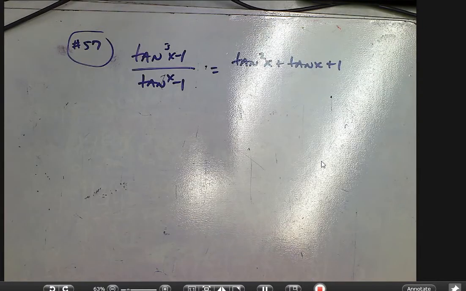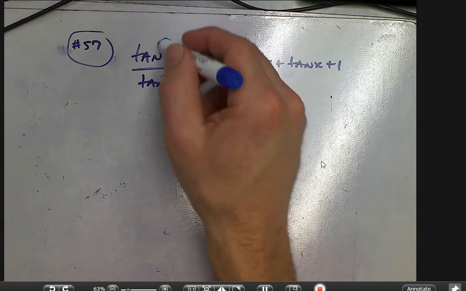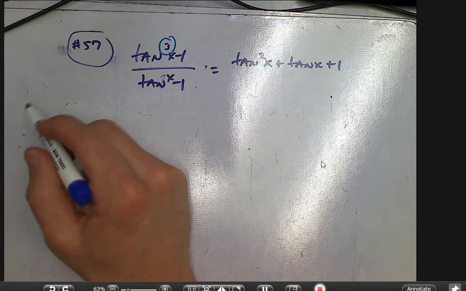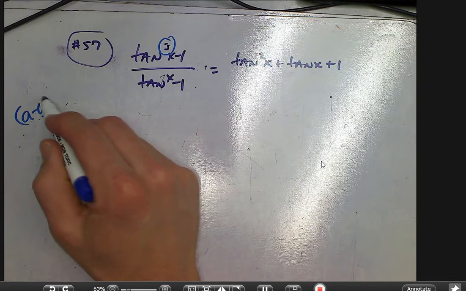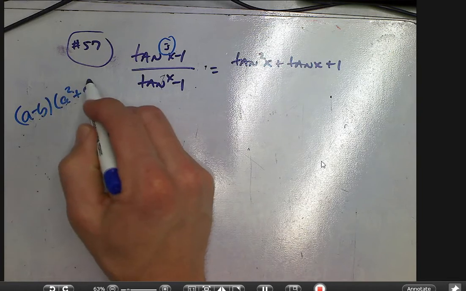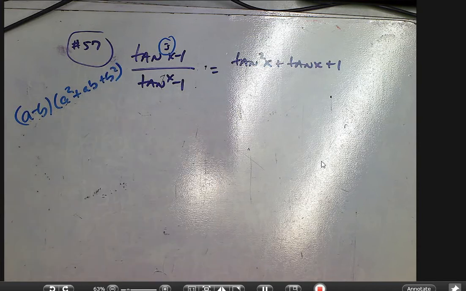See if you guys can figure out number 57. A little more challenging, I agree. And I'll tell you now before you press pause, this right here, use the pattern a minus b times a squared plus ab plus b squared. Use that pattern to try to figure it out. Okay? Press pause, see if you can work it.